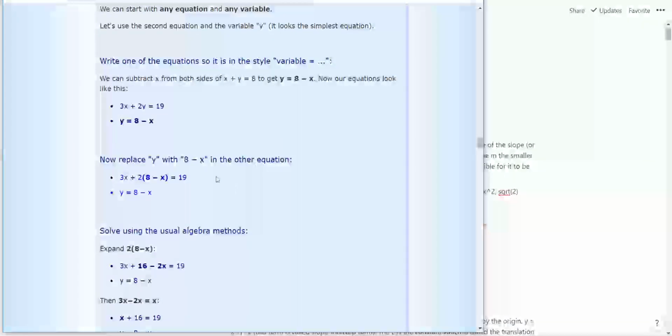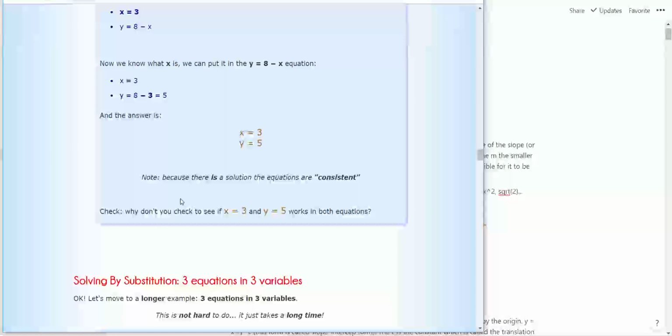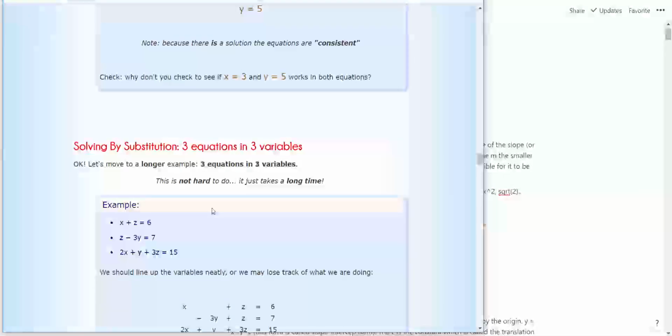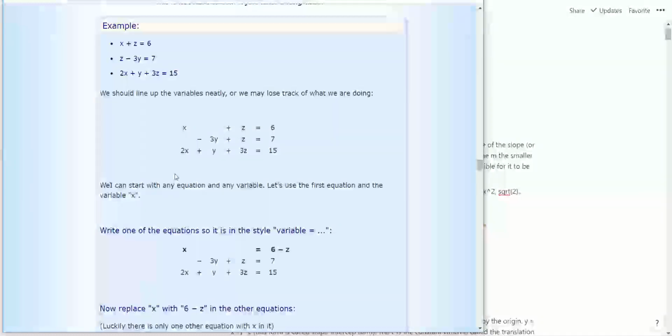And then you solve accordingly, and yeah, we've known that, we've done that. So these solutions, because there is a solution, the equations are consistent. Solving by substitution, 3 equations, 3 variables. We start with 2 and then do another 2. We should line up the variables neatly or we may lose track of what we're trying to do.